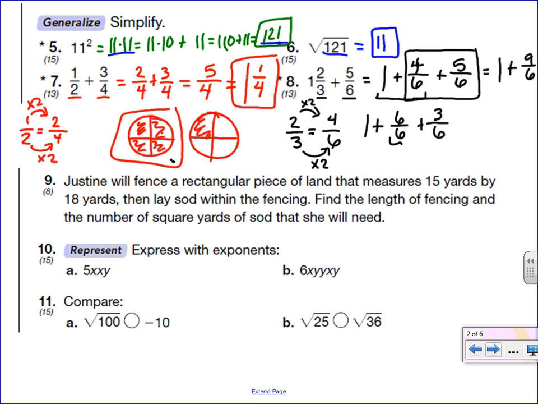So this is 1. 1 plus 1 is 2, and 3/6. And then I would recognize that 3/6 is actually half, since 3 is half of 6, so instead of writing it as 3/6, I would reduce it and say 2 and 1/2.